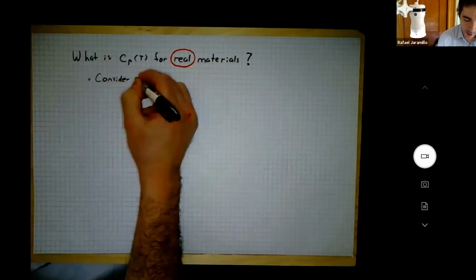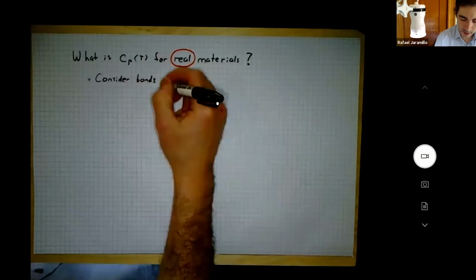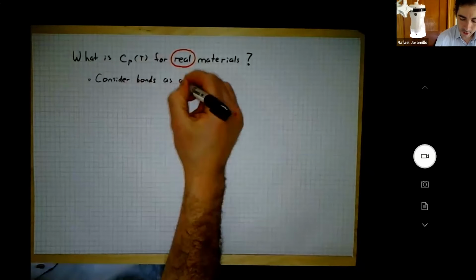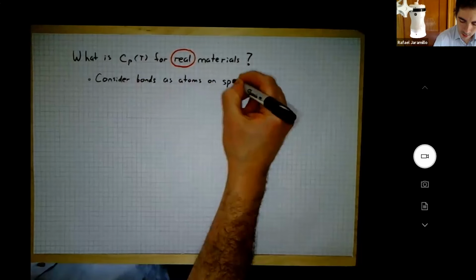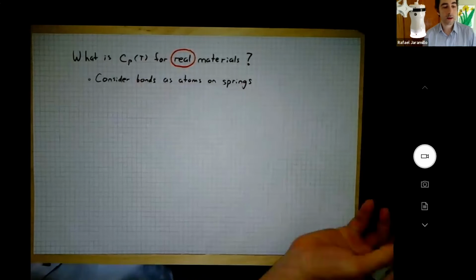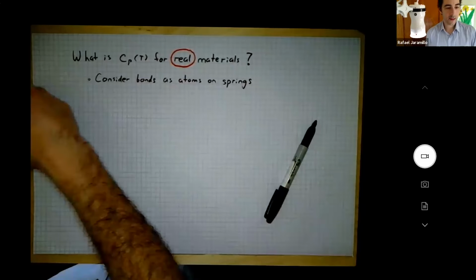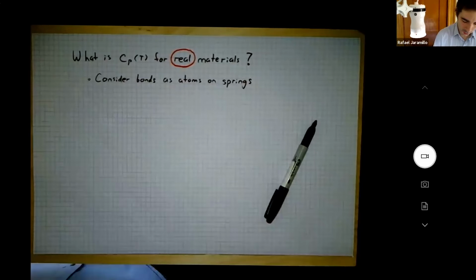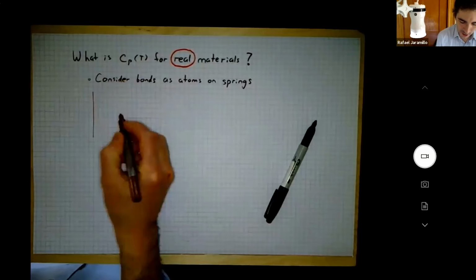Consider bonds as atoms on springs. All right, we're going to consider bonds or atoms on springs. Sounds good. All right, let's draw bond energy as a function of displacement.